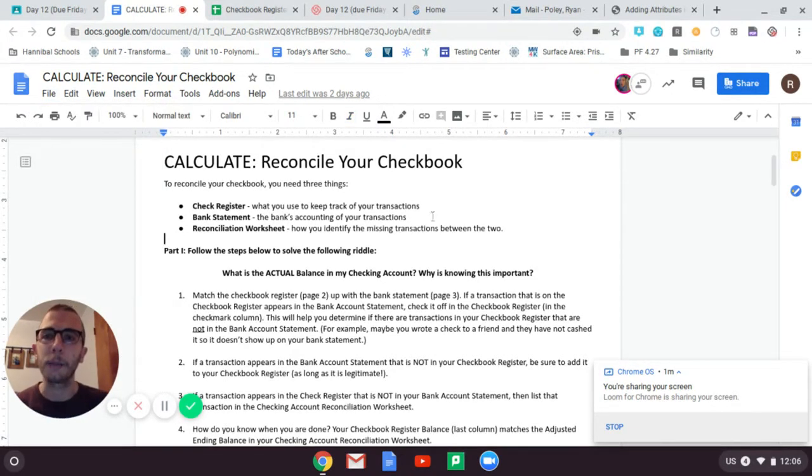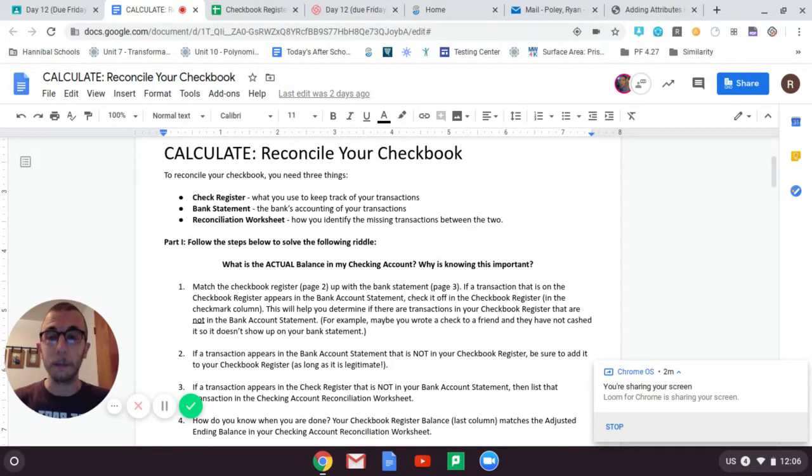To reconcile your checkbook, you need 3 things. A check register, which is like your checkbook, what you use to keep track of your transactions, write down all your money going in and out. You need a bank statement, which is your bank's way of keeping track of your transactions. And then you need a reconciliation worksheet, which is how you identify the missing transactions between the two and make sure that they actually match regardless of what's missing.